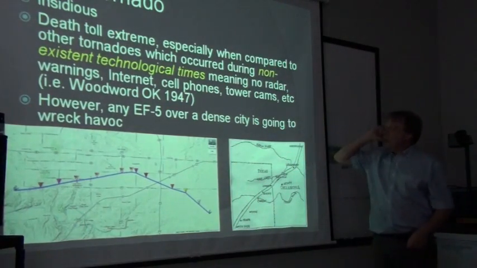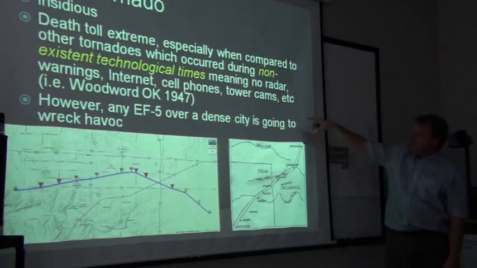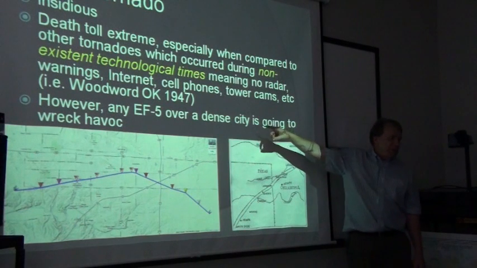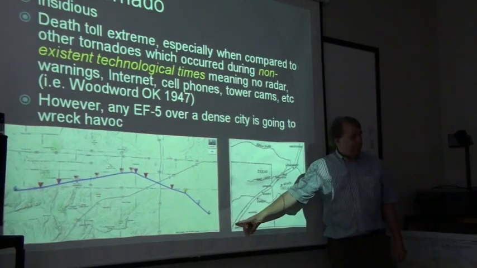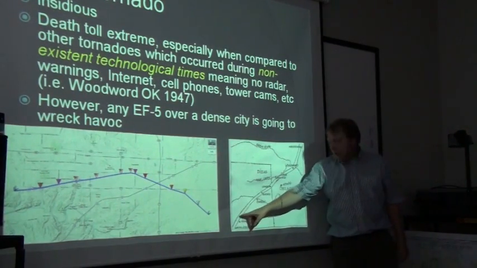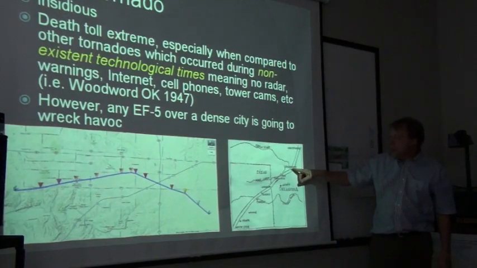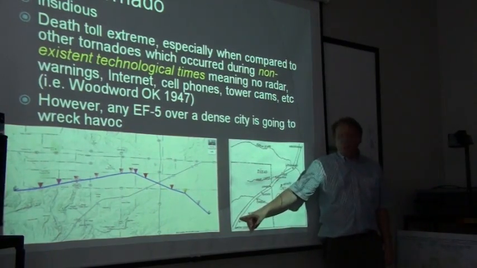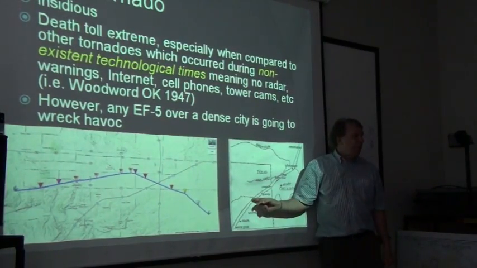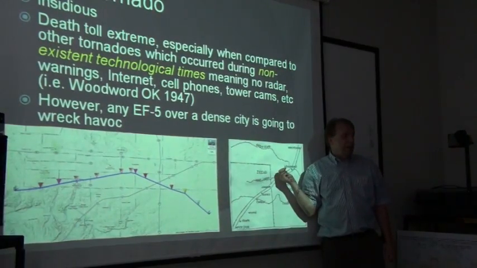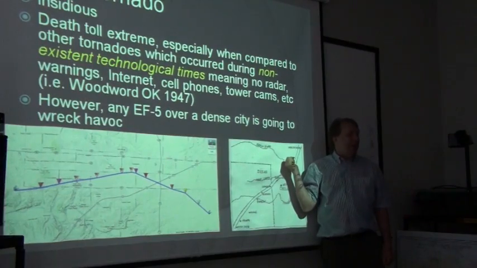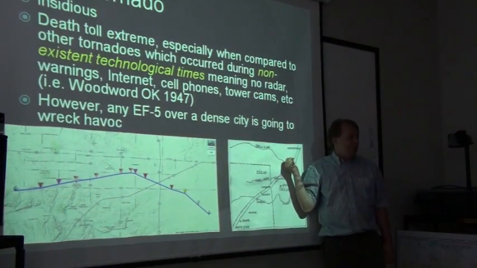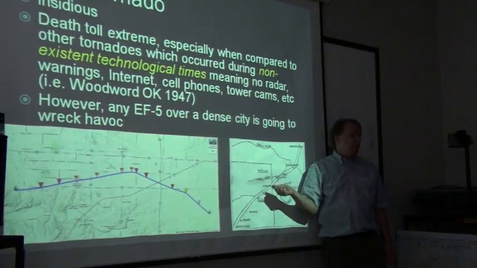The point I wanted to make, though, is that this was the path of the Woodward, Oklahoma tornado of 1947 that killed 150 some people. It was on the ground from Pampa, Texas, in the Panhandle, all the way up. Woodward's right here. It was on the ground probably about a half hour to 45 minutes before it hit Woodward, okay? In today's modern times, Woodward would have had a chance to completely evacuate if they wanted to. Everybody could have left town. Here it comes. If you choose to get out of the way, you've had time to do it.